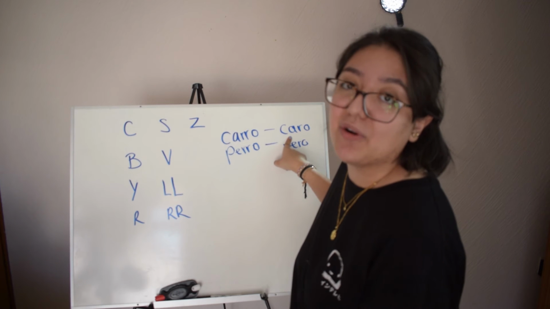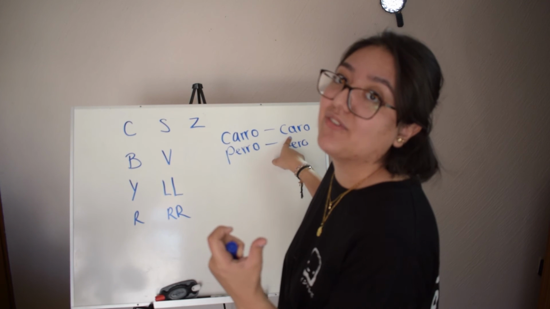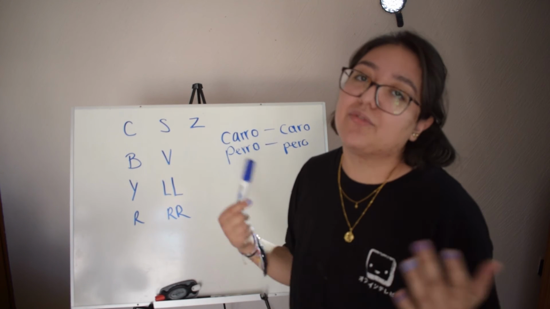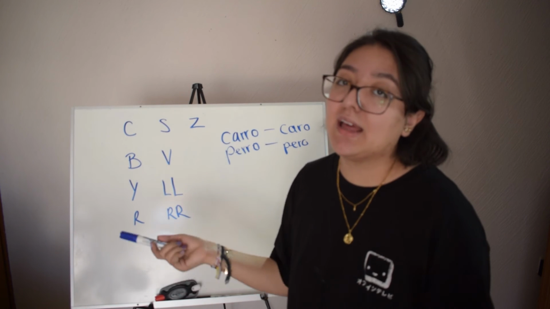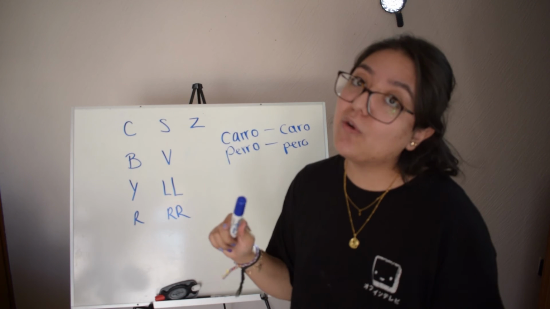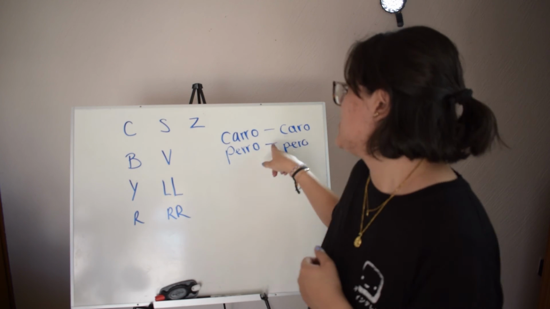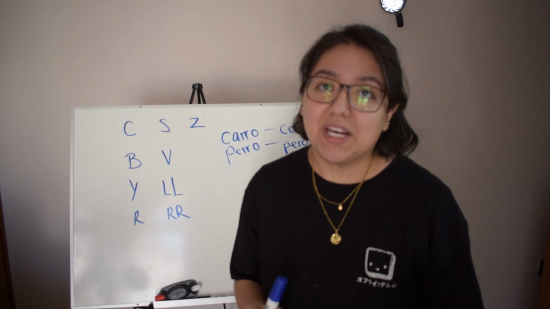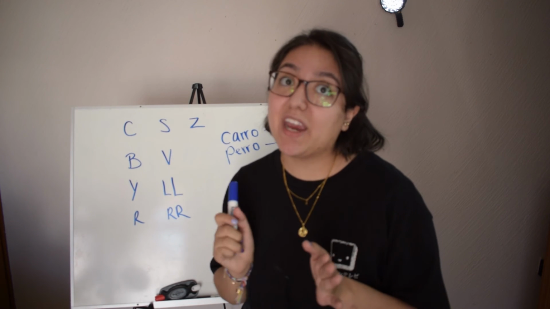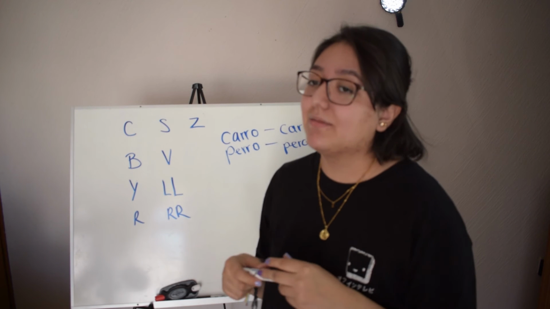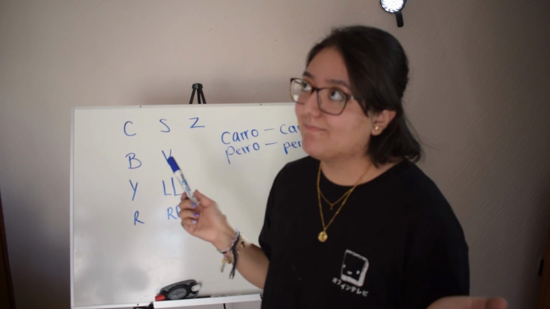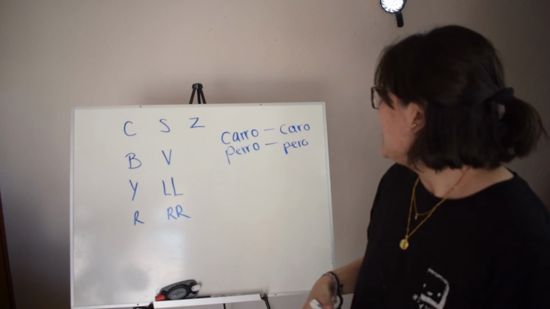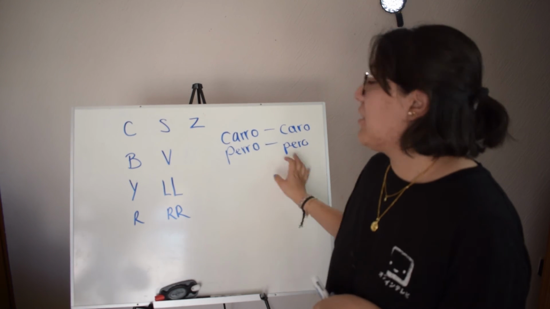Caro, it's expensive. Or it could be short for Carolina, Caroline. So caro, expensive. Pero is but. So be careful, okay? This is Mexico. Mexico, we would say. Okay. Perro, pero.